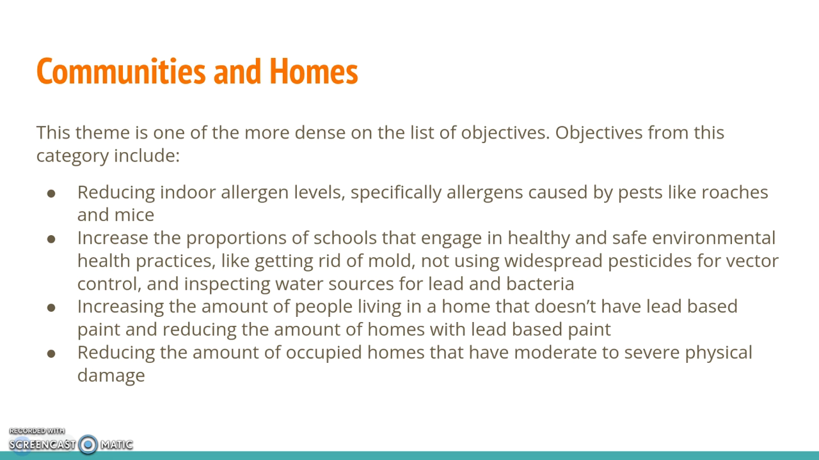Communities and homes. This theme is pretty dense. There's a lot of little objectives divided into these main objectives, but I condensed it. The objectives from this category include reducing indoor allergen levels, specifically allergens caused by pests like roaches and mice, increasing the proportions of schools that engage in healthy and safe environmental health practices like getting rid of mold, not using widespread pesticides for vector control, especially in regards to bugs, rats, stuff like that, and inspecting water sources for lead and bacteria. Increasing the amount of people living in a home that doesn't have lead-based paint and reducing the amount of homes in general that have lead-based paint in them. And then also reducing the amount of occupied homes that have moderate to severe physical damage.